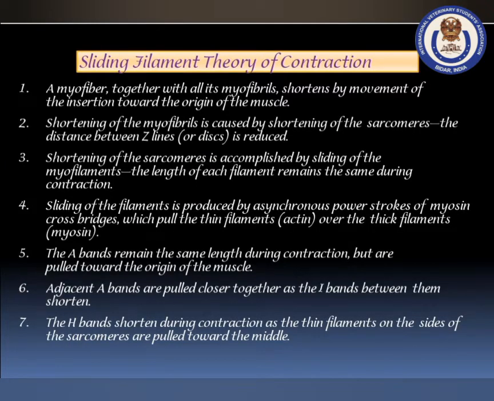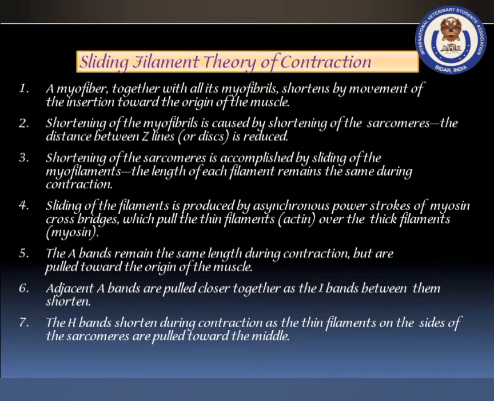Sliding filament theory of contraction. A myofiber, together with all its myofibrils, shortens by movement of the insertion towards the origin of the muscle. Shortening of the myofibrils is caused by shortening of the sarcomere. The distance between Z lines is reduced.